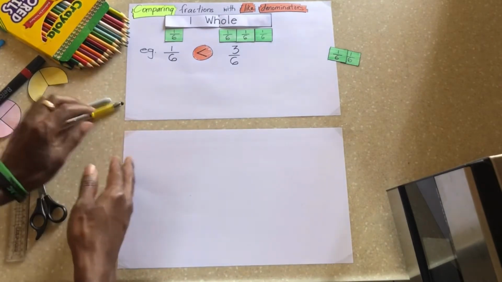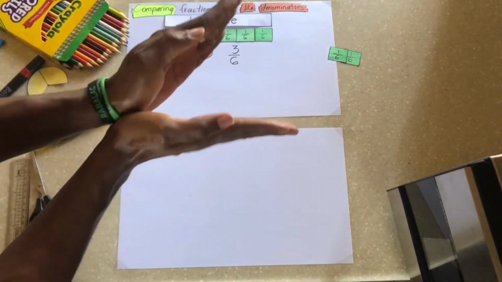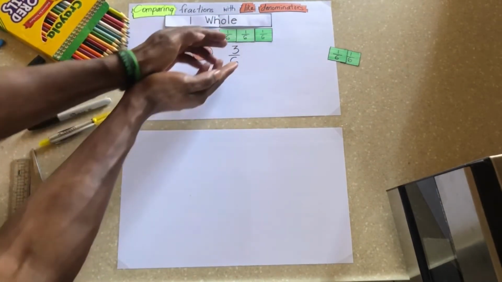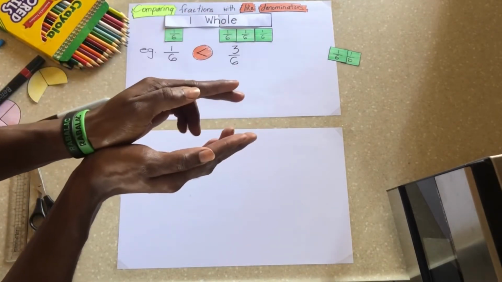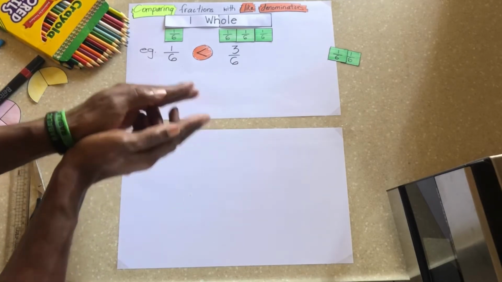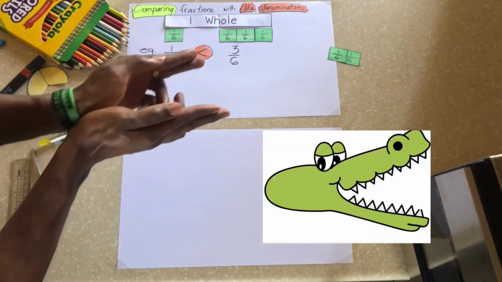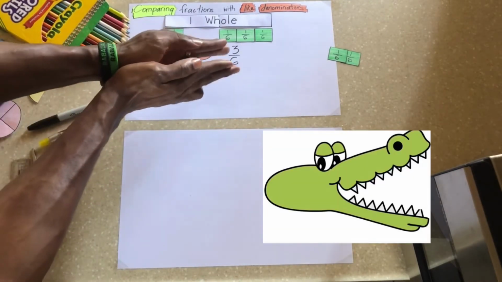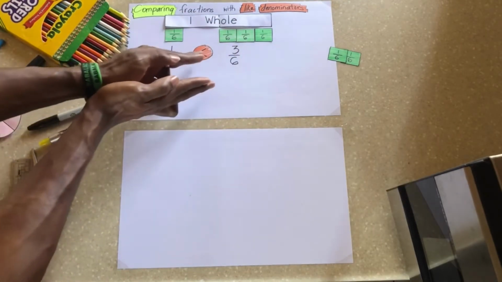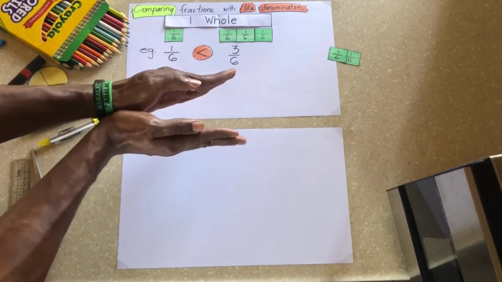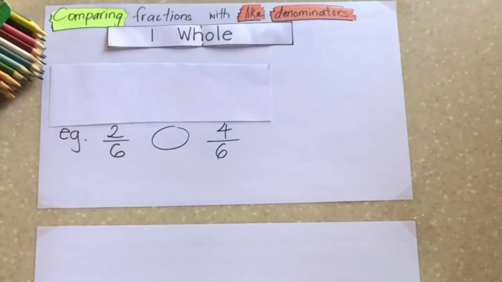We use the crocodile concept. So the crocodile is greedy and likes the bigger piece. So the crocodile would want to eat the bigger fraction. Therefore, the mouth of the crocodile would be open to the bigger fraction, which is 3/6. So use the shape of the hands to determine how you set your sign.